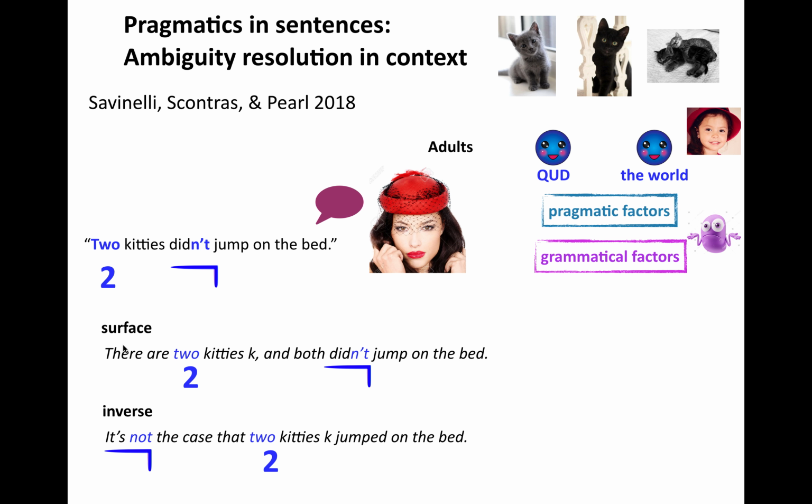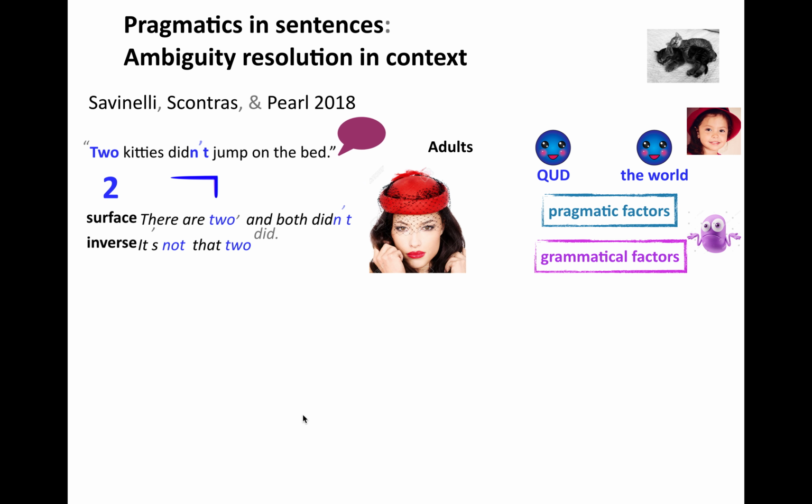So the surface scope is that there are two kitties, and both of these kitties did not jump on the bed, right? And the inverse one, and this one can be kind of tricky to get for adults especially, is: it's not the case, right? So we have our not first. It's not the case that two kitties jumped on the bed. Maybe one did, maybe none did, who cares? Maybe three did, who cares? But it's not two, okay? Fine. So these are the two readings, the surface and the inverse.